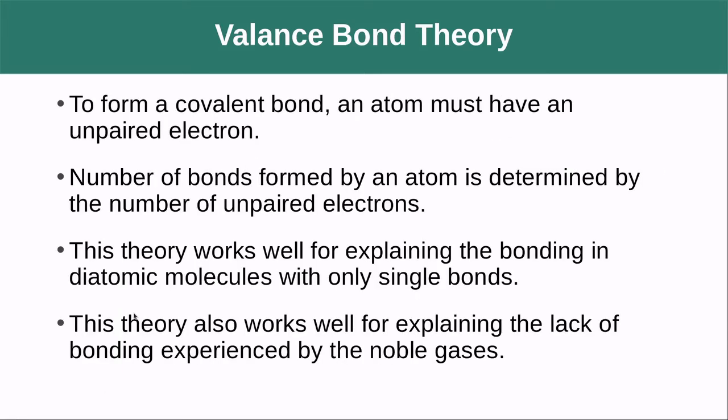To form a covalent bond, an atom must have an unpaired electron. The number of bonds formed by an atom is determined by the number of unpaired electrons. This theory works well for explaining the bonding in diatomic molecules with only single bonds. This theory also works well for explaining the lack of bonding experienced by noble gases.